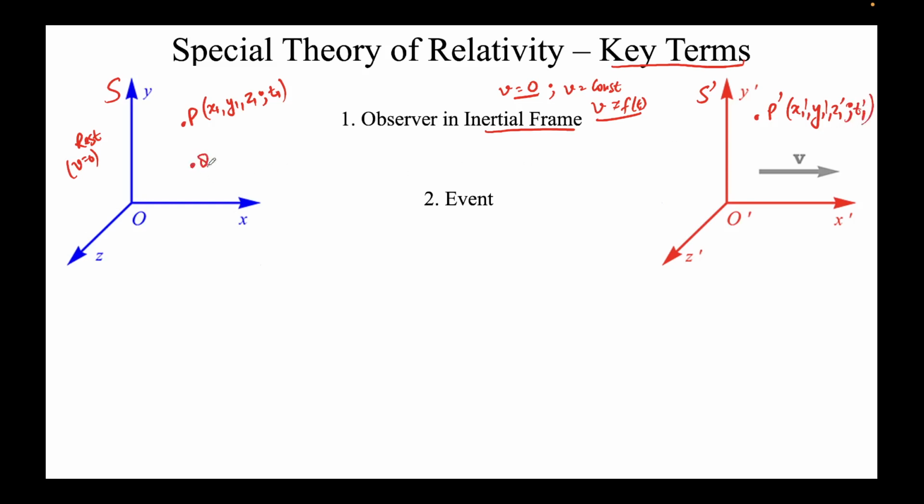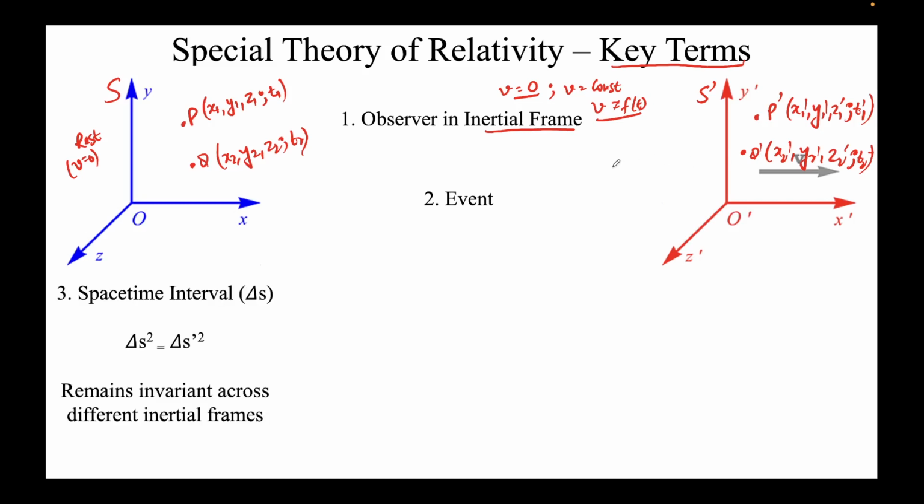Similarly, let's say there is another event Q which is x2, y2, z2 and t2 and similarly it will be denoted as x2 prime, y2 prime, z2 prime and t2 prime. So these are two independent events P and Q which will be seen as P prime and Q prime by this observer O prime. So how are they related? I mean, is there any relation between these two events? Yes, there is. There is an entity called space-time interval which remains invariant across different inertial frames. This means if you calculate this entity delta S for this frame, this will be equal to the entity delta S prime for this frame.